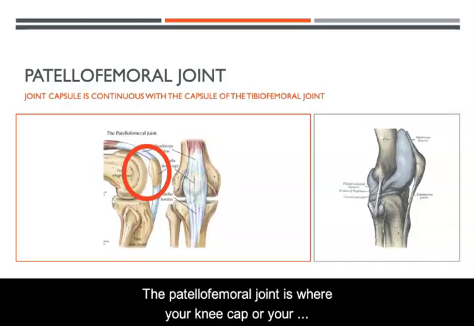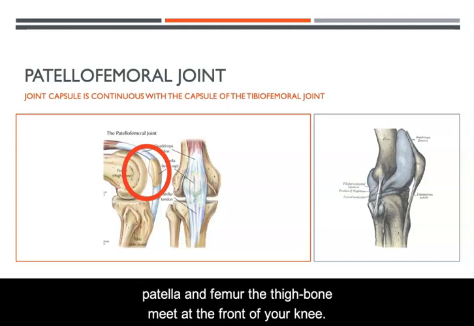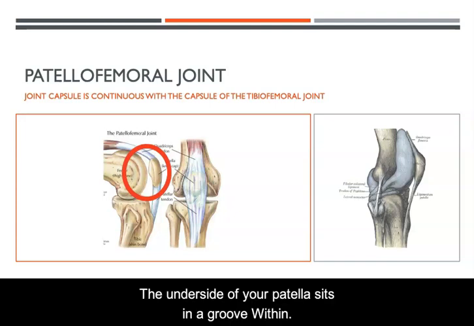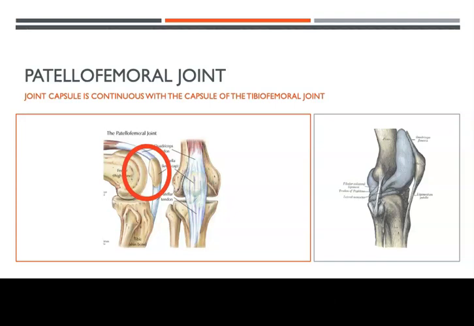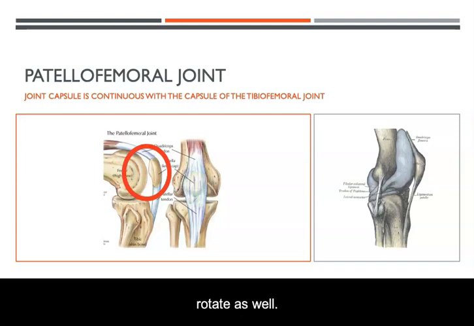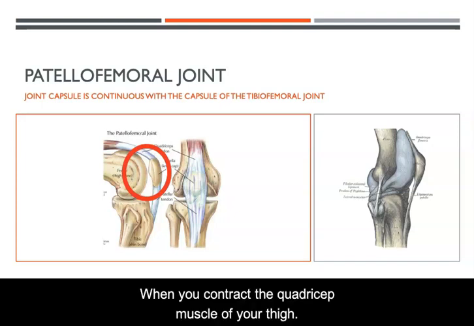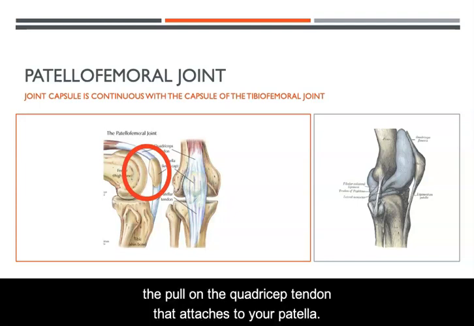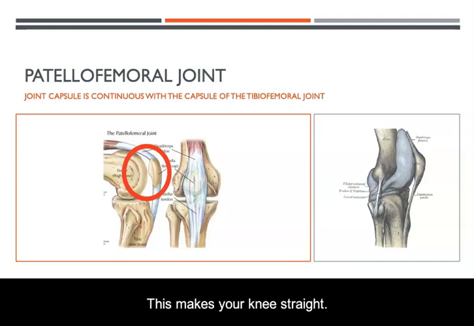The patellofemoral joint is where your kneecap, or patella, and femur, the thigh bone, meet at the front of your knee. The underside of your patella sits in a groove within the femur called the patellofemoral groove. Within this groove, the patella mostly moves lengthwise, but it has some side-to-side movement and can tilt and rotate as well. When you contract the quadricep muscles of your thigh, they pull on the quadricep tendon that attaches to your patella. This makes your knee straighten.